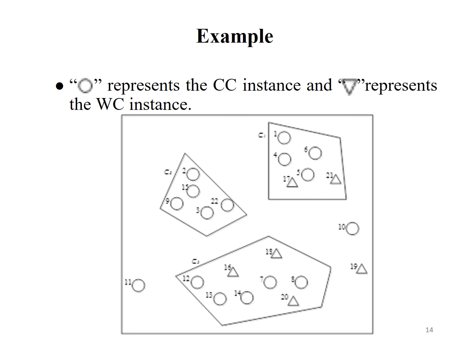Take the cluster C2 for example. Since the cluster does not consist of any WC instance, the CC instances in this cluster are discarded. The CC instances in the cluster C3 are selected in the same manner. Therefore, the final CC training instances consist of X1, X4, X5, X6, X7, X8, X12, X13 and X14.